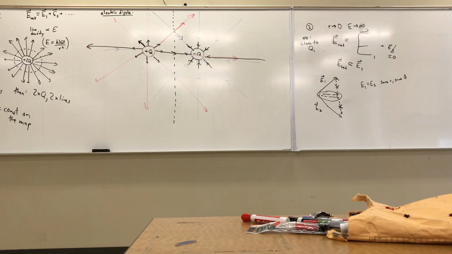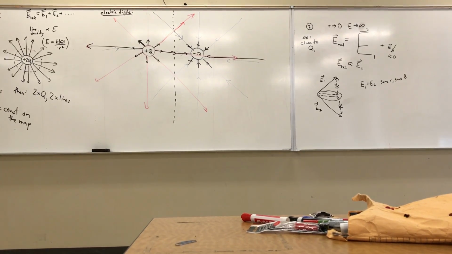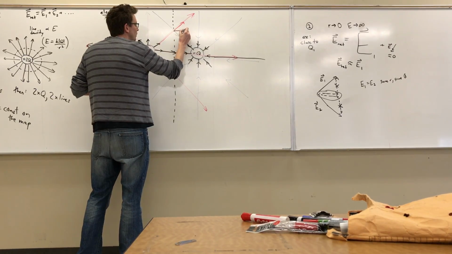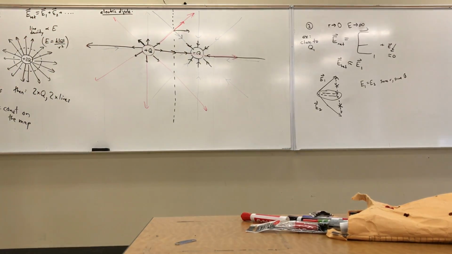Question? Yes, do they double? Yes, you can say that E net is going to be 2 times the x contribution of either one, because essentially the 2 x contributions are going to be equal. So let me sketch that in over here, something like this. And I should point out that that argument holds anywhere along this perpendicular bisector, right?